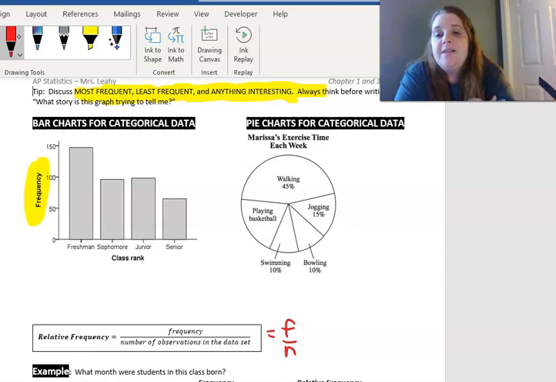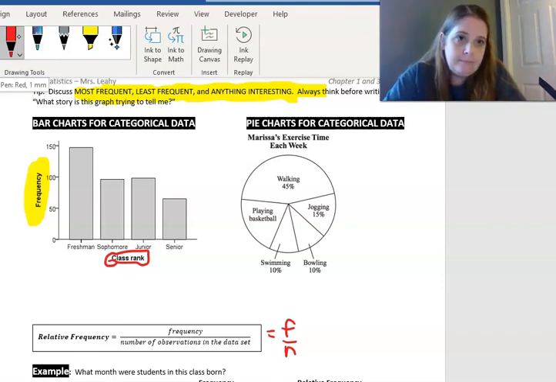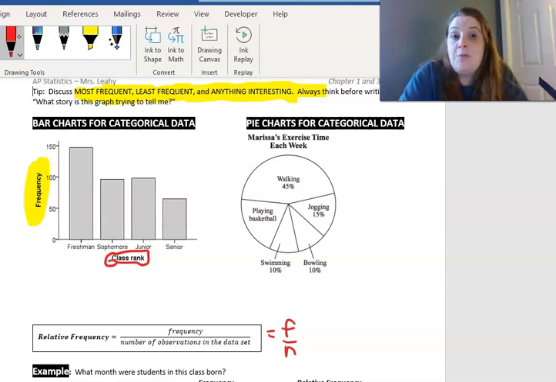So if I'm looking at this particular bar chart up here, I'm looking for my variable. My variable is going to be labeled down here. So freshman, sophomore, junior, senior, those are the categories, but that's not the variable. The variable is class rank in this case. So I would say something like, for class rank, the most frequent class rank was freshman at about 150, while the least frequent category was senior at about 65. So I'm using real numbers, I'm mentioning the categories.